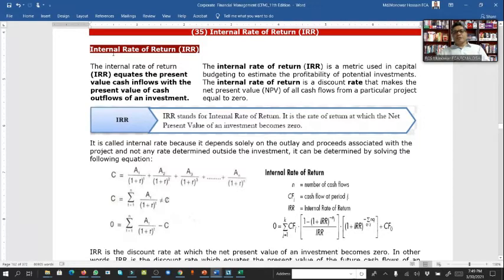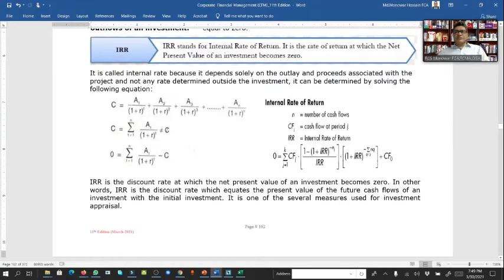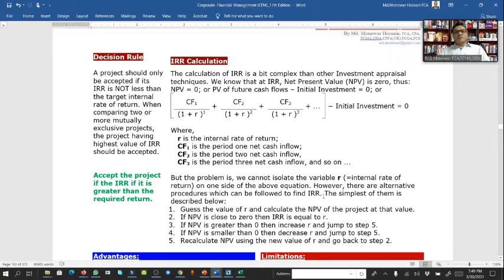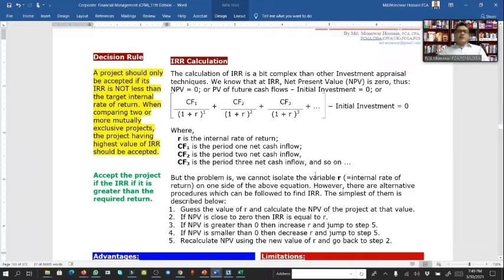So if our required rate of return is less than the expected or calculated IRR, then that project we should accept. We can calculate it in different ways. There are different types of formula also. So what would be the decision? A project should only be accepted if the IRR is not less than the target internal rate of return. When comparing two or more mutually exclusive projects, the project having the higher value of IRR should be accepted. So this is the calculation and these are the decision rules.